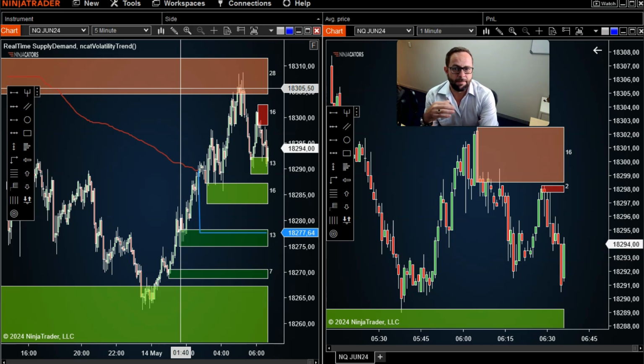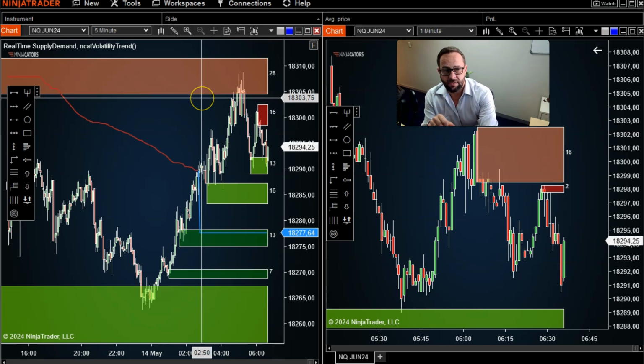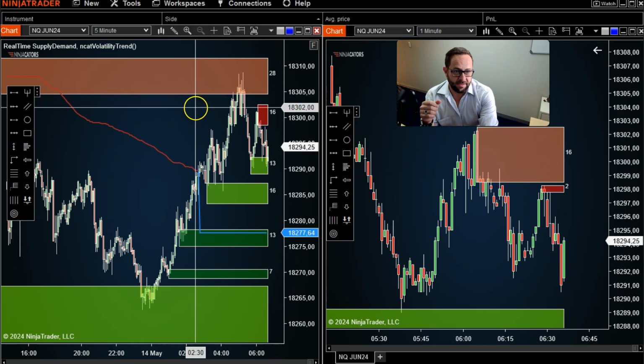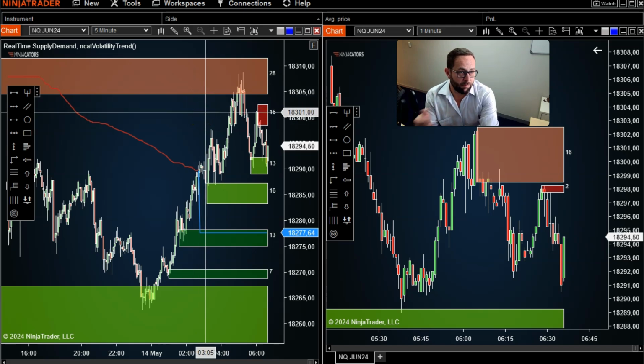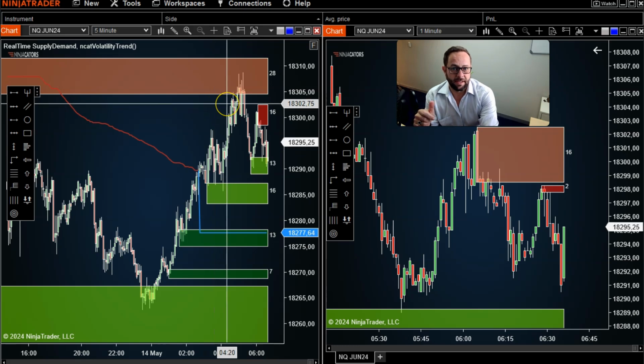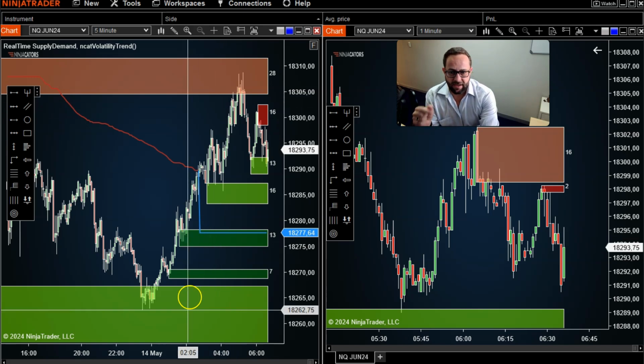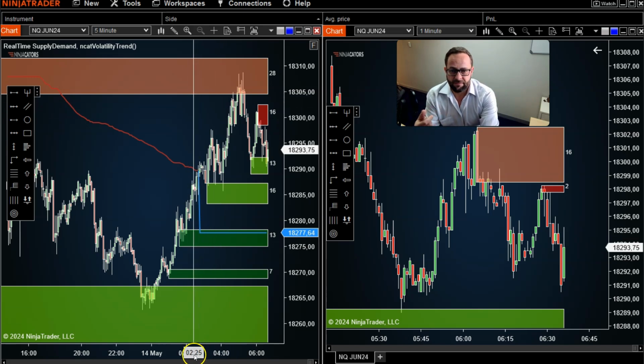These zones are automatically printed by the software as soon as there have been imbalances in volume, block volume, as well as order flow activity. The indicator goes ahead and automatically plots that for you, so you don't have to do that yourself. It works on any futures market as well as on any time frame that you wish to use.